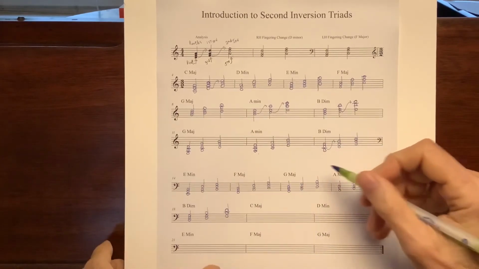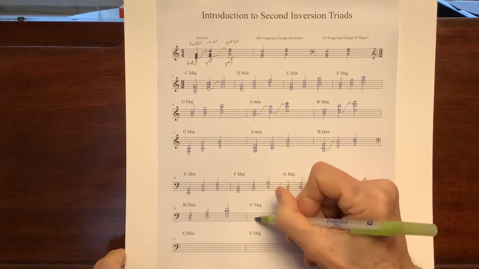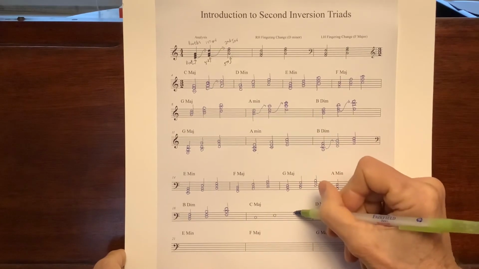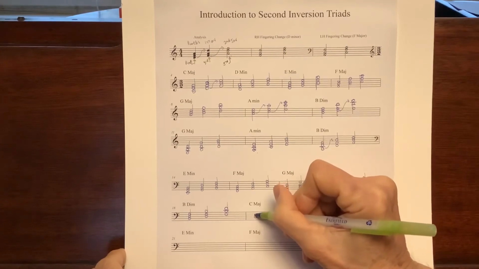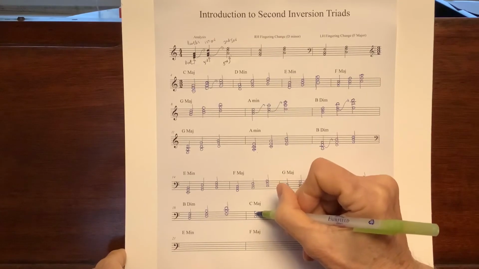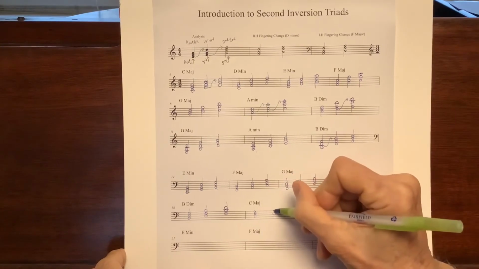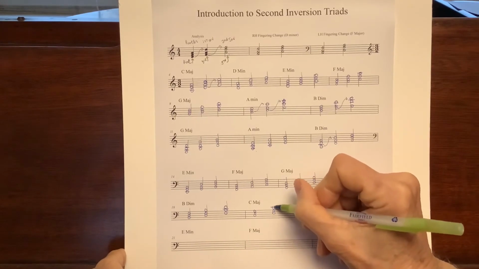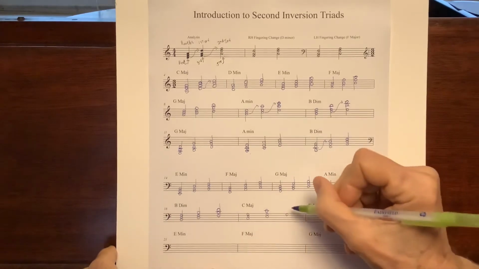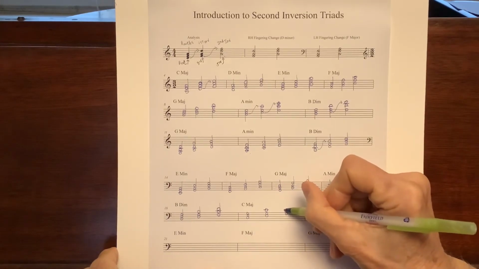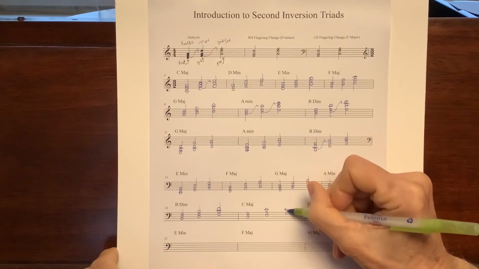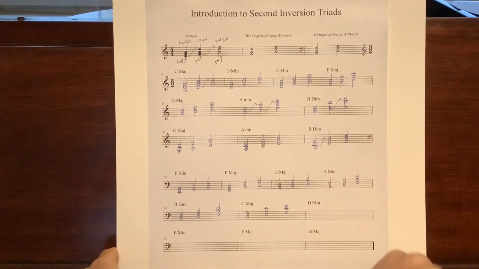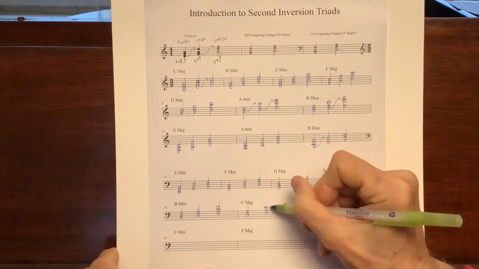All right, let's look at C now. C, E, G, root position. First inversion, E, G, C, we come up to the ledger line, middle C. Second inversion, G, C, now we need a ledger line for E, G, C, E. Stems, we're done.